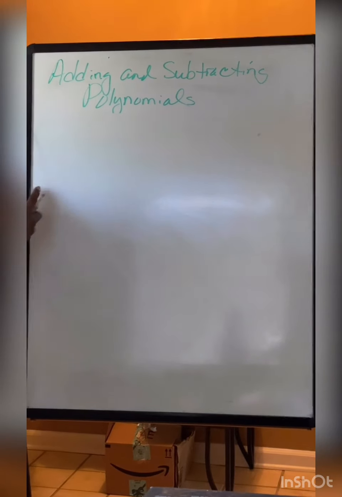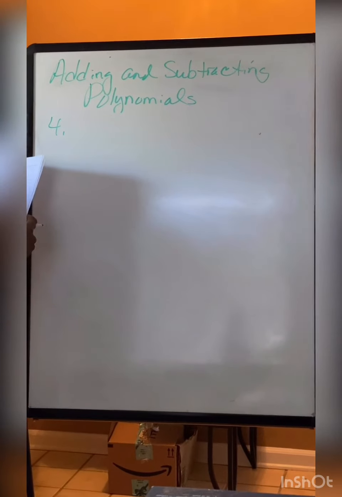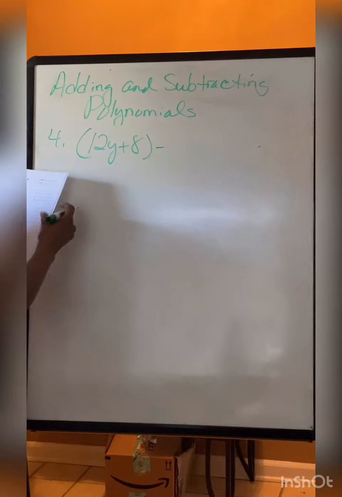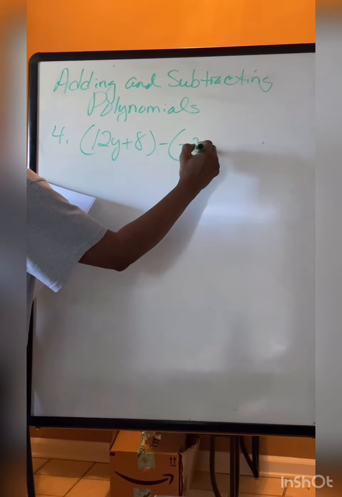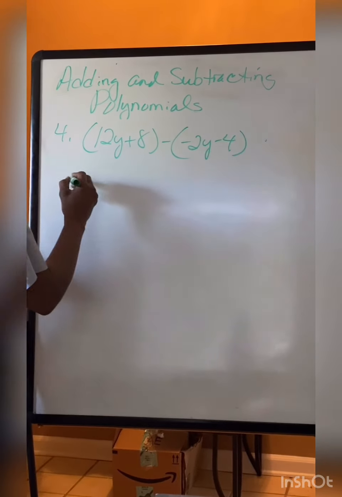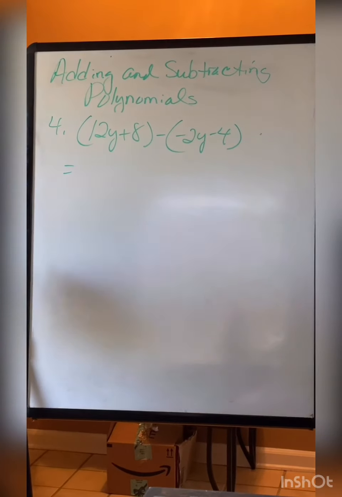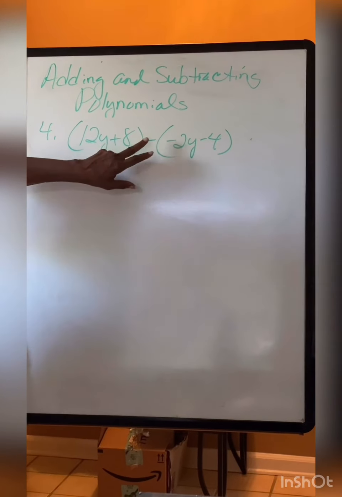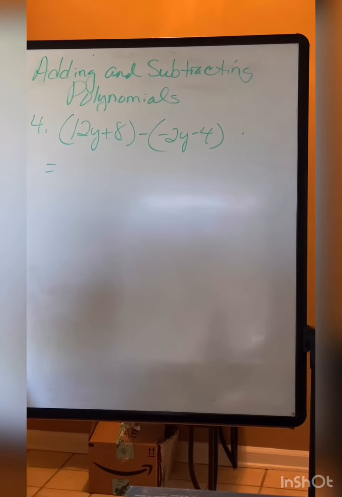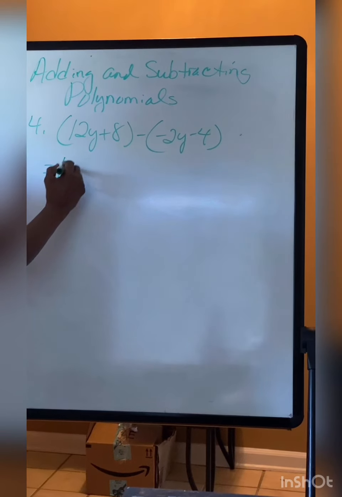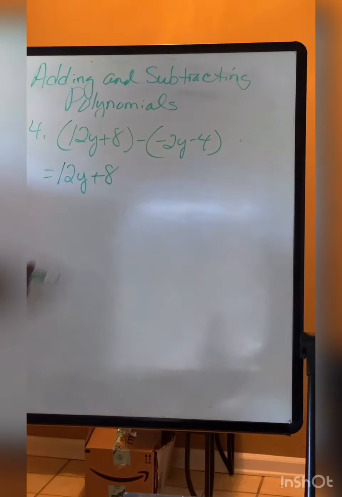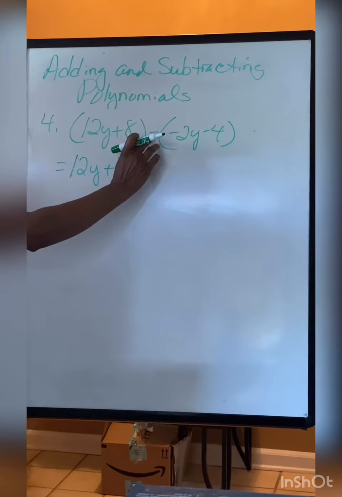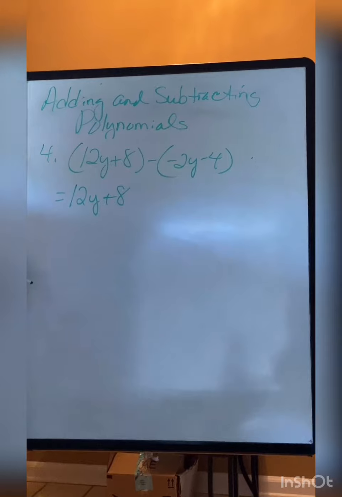Example 4. If I had 12y plus 8 minus a negative 2y minus 4. Now, when it is written in horizontal form, I highly suggest that you clear the parentheses first, okay? Everything in the first set of parentheses is going to remain the same. If you recall, you have been taught that anytime you have a dash before the parentheses, all you have to do is take the opposite of what's inside.